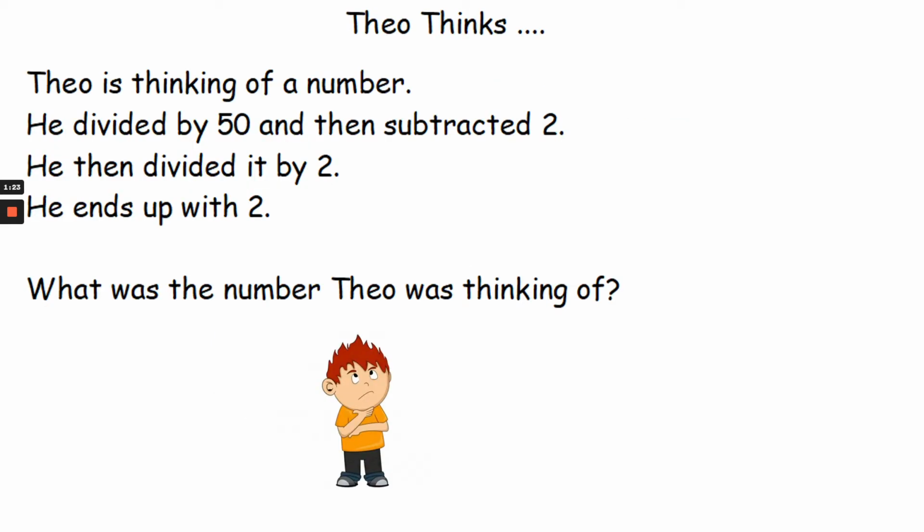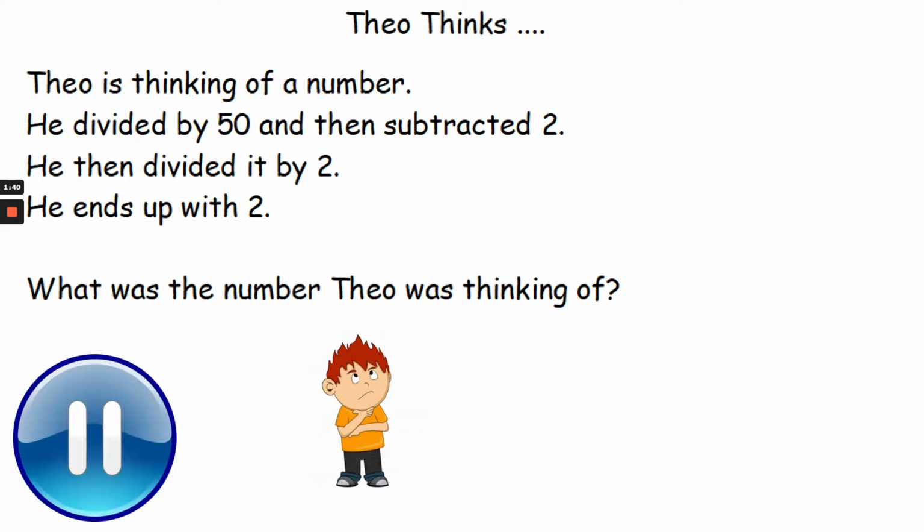Moving on now to a Theo thinks. Theo is thinking of a number. He divided by 50 and then subtracted 2. He then divided by 2 and ends up with 2. So what was the number Theo was thinking of? Pause your video and set up your Theo thinks and solve it.